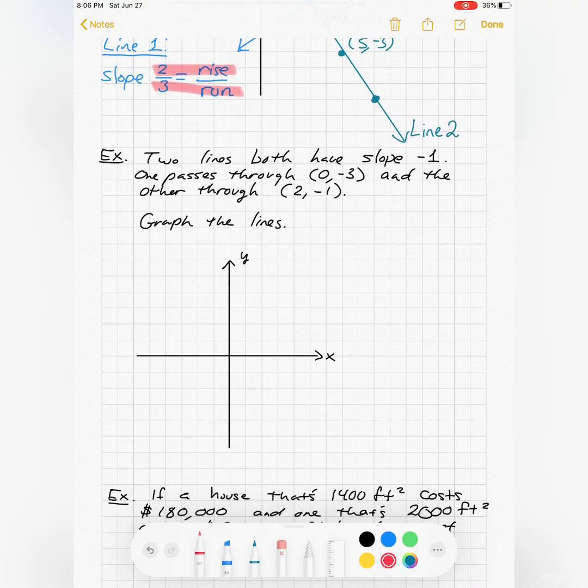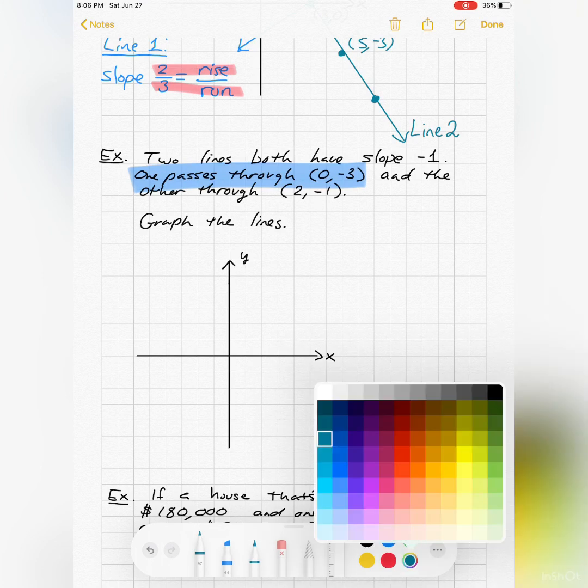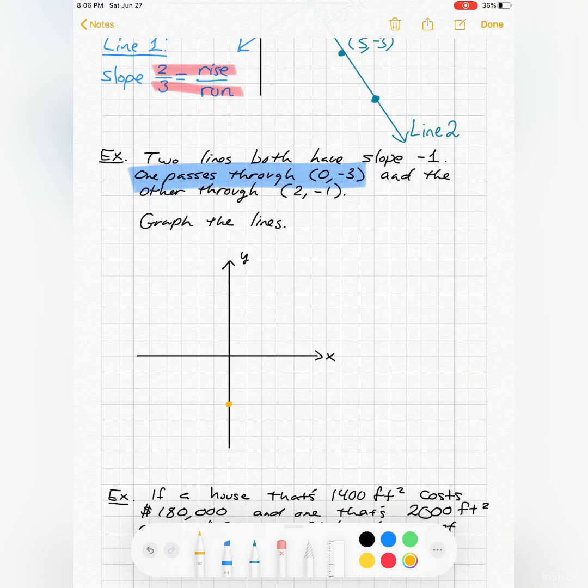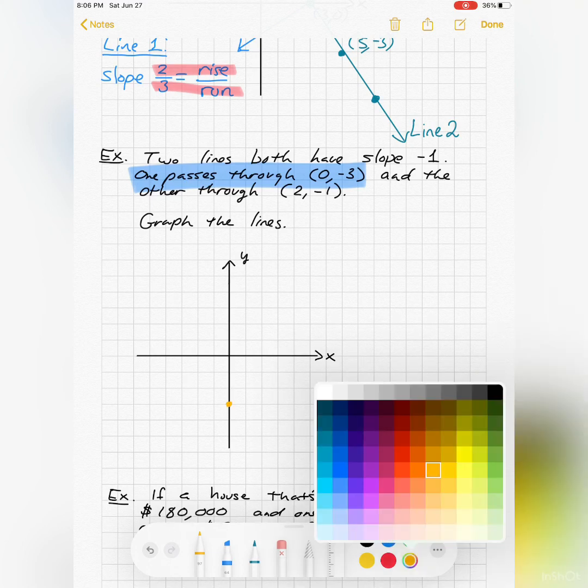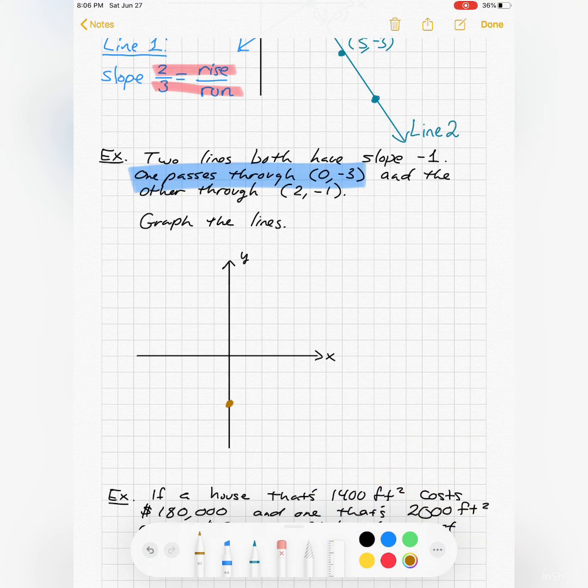Two lines both have a slope of -1. One passes through (0, -3). I don't know, should I start with that then? (0, -3). It's going to be too light, I think. There's (0, -3). Let's see, what else do I know? The slope is -1.